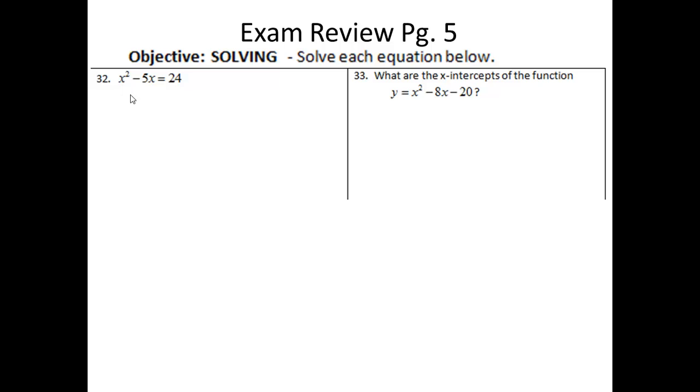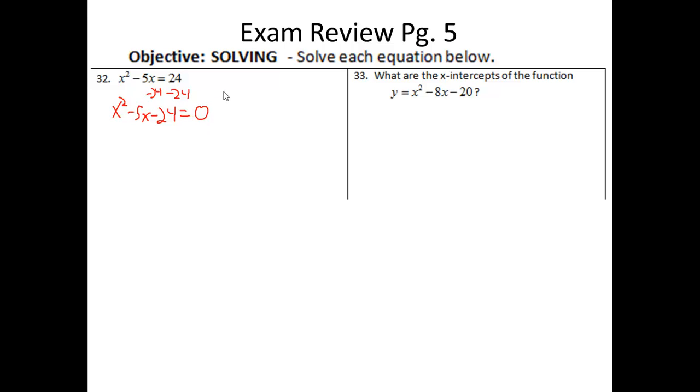Number 32, we have x squared. I'm going to get 24 over to the left-hand side, so we're going to subtract 24 from both sides. X squared minus 5x minus 24 is equal to 0.